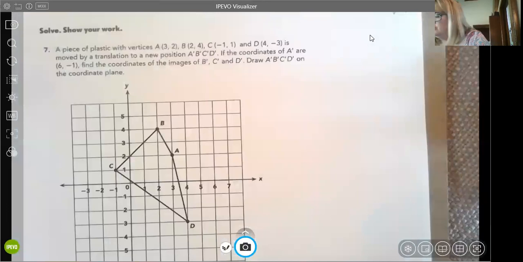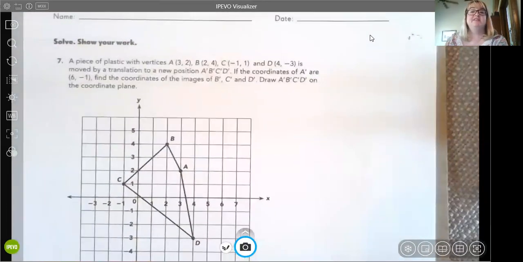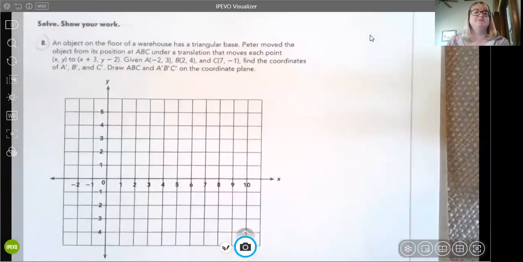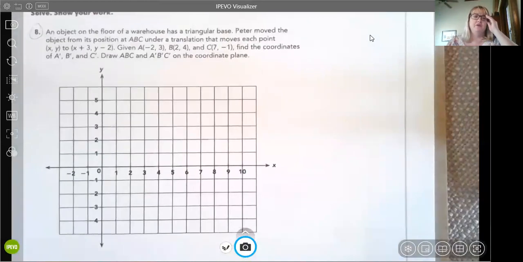All right, we are on page 26, number 7. You're going to do this one on your own. Page 27, number 8. Let's look at this one. It says, an object on the floor of a warehouse has a triangular base. Peter moved the object from its position at ABC under the translation that moves each point x, y to x plus 3, y minus 2. Given A, -2, 3, B, 2, 4, C, 7, -1, find the coordinates of A prime, B prime, and C prime. Draw ABC and A prime, B prime, C prime on the coordinate plane.